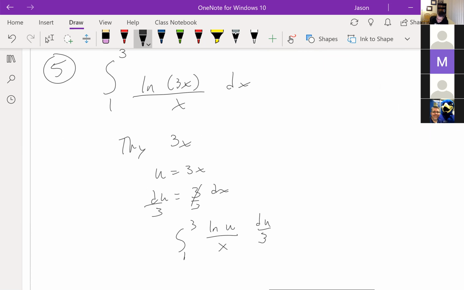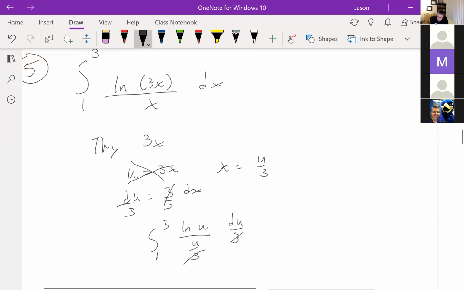But I have this extra x here. That's problematic. We could put x in terms of u and say x is equal to u over 3, which is going to cancel those out. But what did I do? I really didn't make the problem much nicer. I went from a natural log 3x over x to a natural log u over u. Didn't make much progress. So let's not use u equal to 3x.